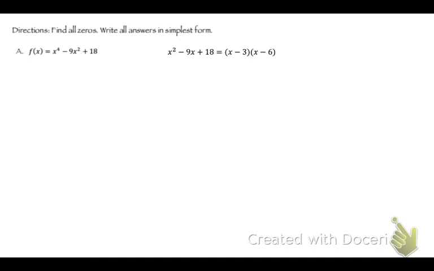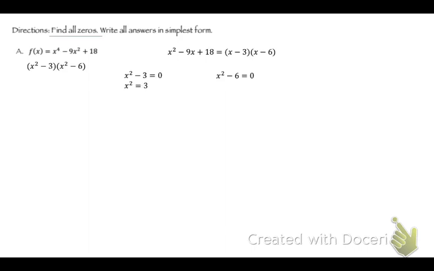So my x to the fourth minus 9x squared plus 18 will factor to x squared minus 3, because we're just going to take half of that x to the fourth, and x squared minus 6. Okay, and then we're finding the zeros, possibly maybe. So I'm just going to set each equal to 0. So I have x squared minus 3 equals 0, x squared minus 6 equals 0.